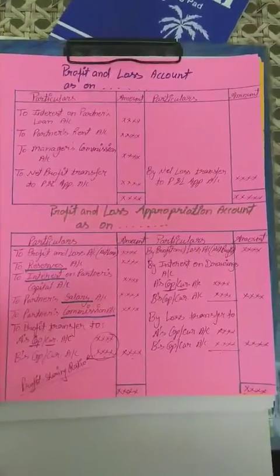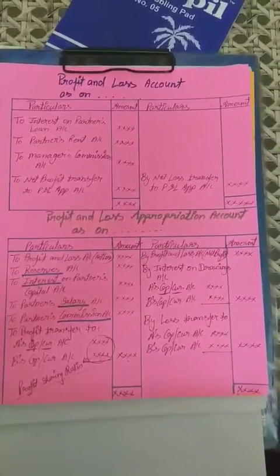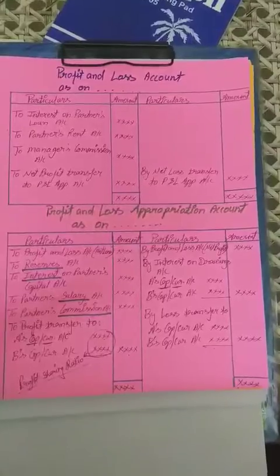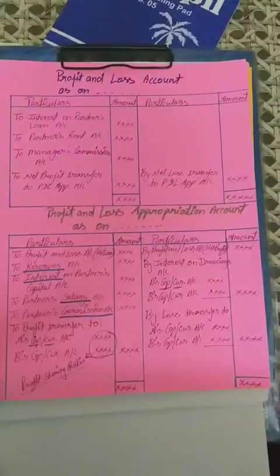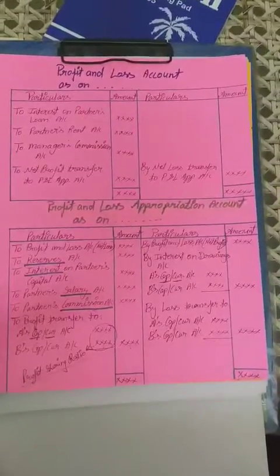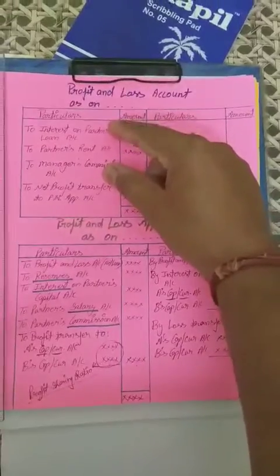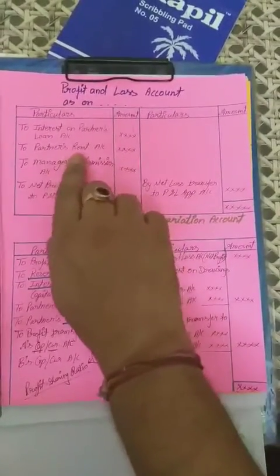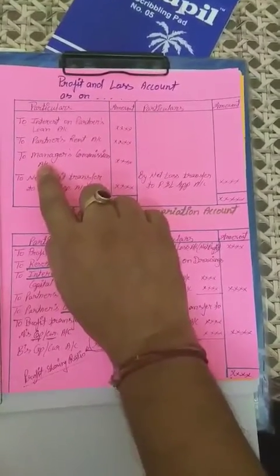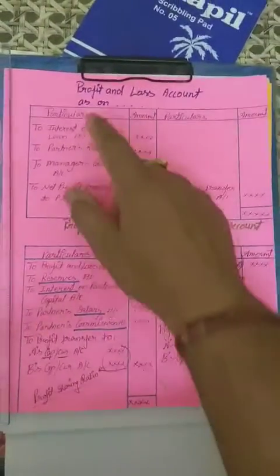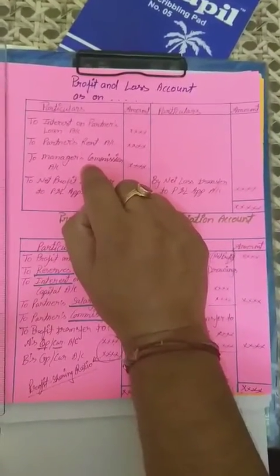In the last class, I showed you what terms and transactions are recorded on the debit side of the profit and loss account. Mainly, we have to focus on only three transactions: interest on partners' loan, partners' rent account, and manager's commission account. So how will we treat these three items? We will solve this type of numerical problems today.